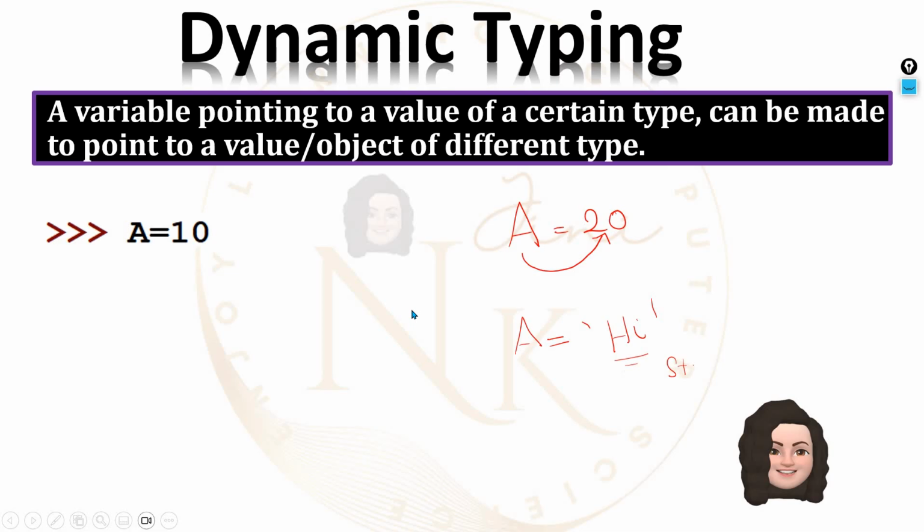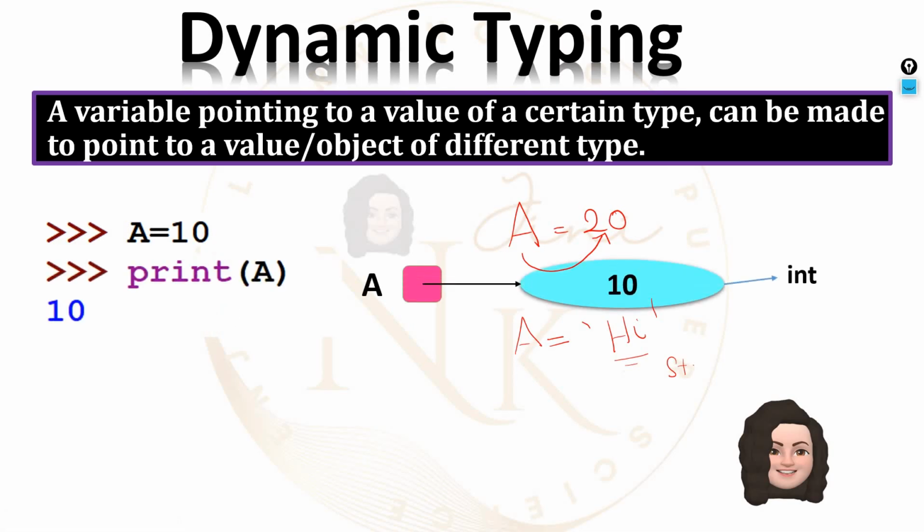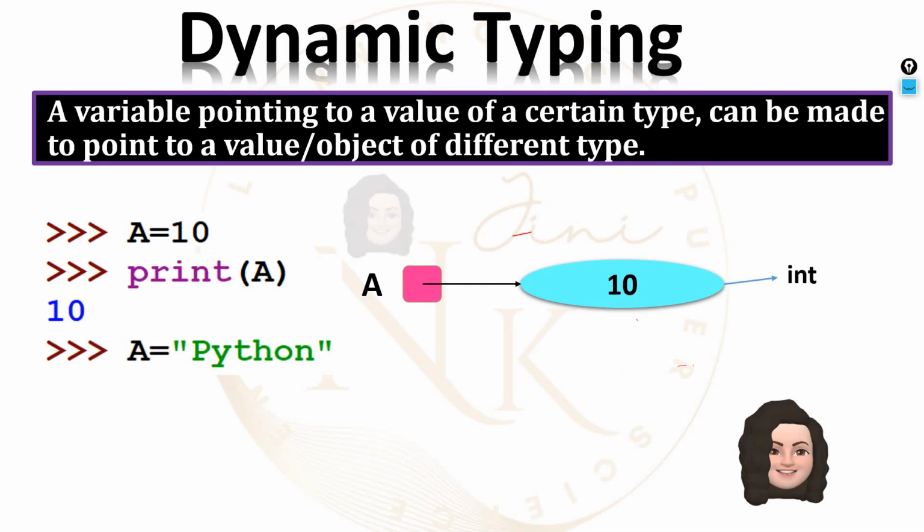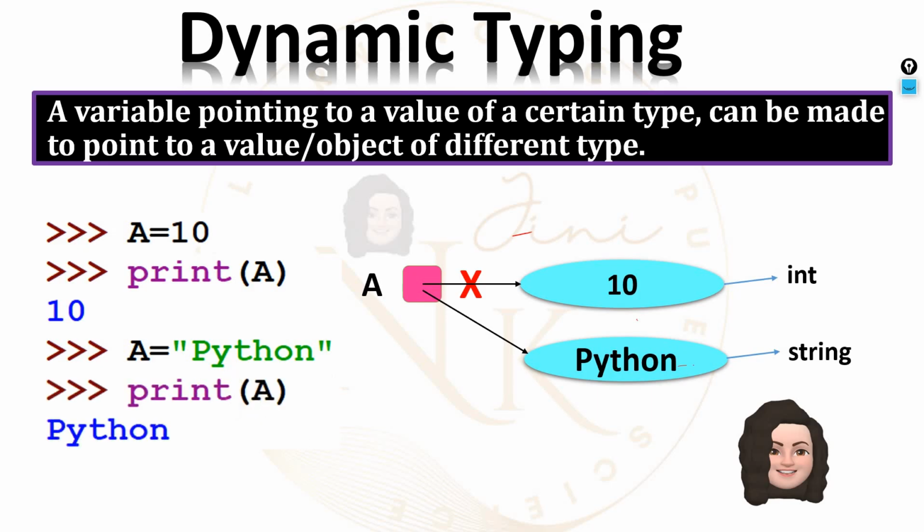You can see I'm giving a is equal to 10. Print a. So a will point to the memory address where 10 is stored. Correct? Next one is, I am now giving a is equal to "Python". When this statement is executed, a will not point to the value where 10 is stored. Instead, a will point to the value where Python is stored. So this is dynamic typing, and Python supports dynamic typing.